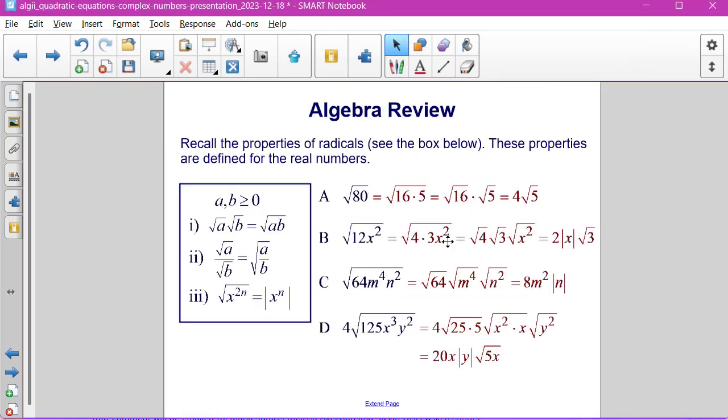And here are the solutions to these 4 example problems, and they do indeed match the solutions that we found when we worked the problem out. Again, the key point to remember, especially with property number 3, is when you go from an even exponent inside of the radical to an odd exponent outside of the radical, you need to have an absolute value. So again, here with the square root of x squared, we went from even to odd.